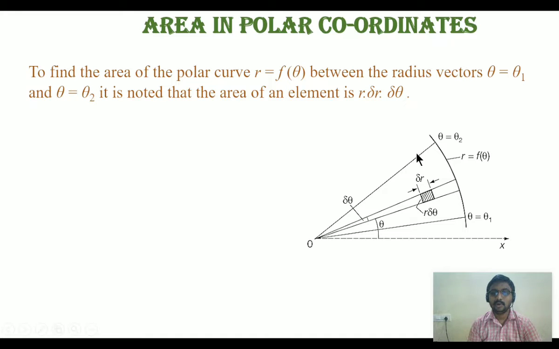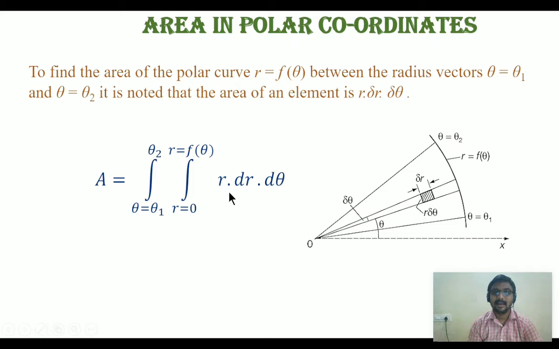Now to compute the total area, we have to compute a double integral. That is, the required area is given by the integral theta equals theta 1 to theta equals theta 2, integral r equals 0 to r equals f of theta, r dr d theta. In Cartesian coordinates, we have dx dy. Here in polar coordinates, we have r dr d theta, where r is also known as the Jacobian coefficient. So this is the required area in polar coordinates.